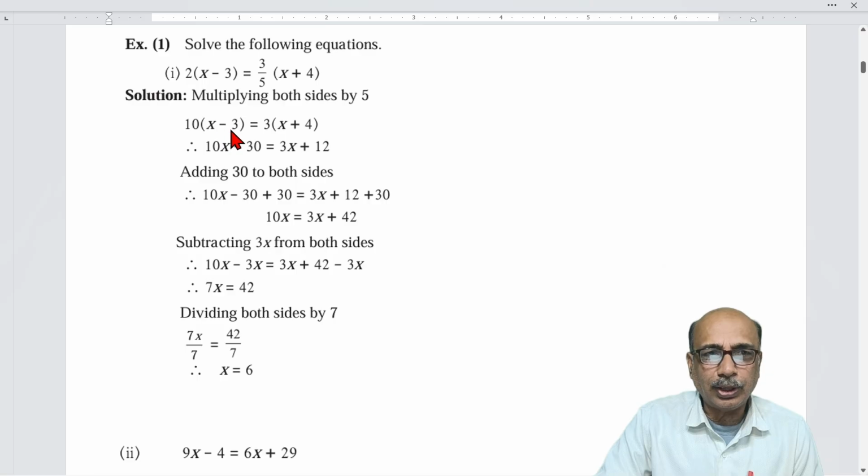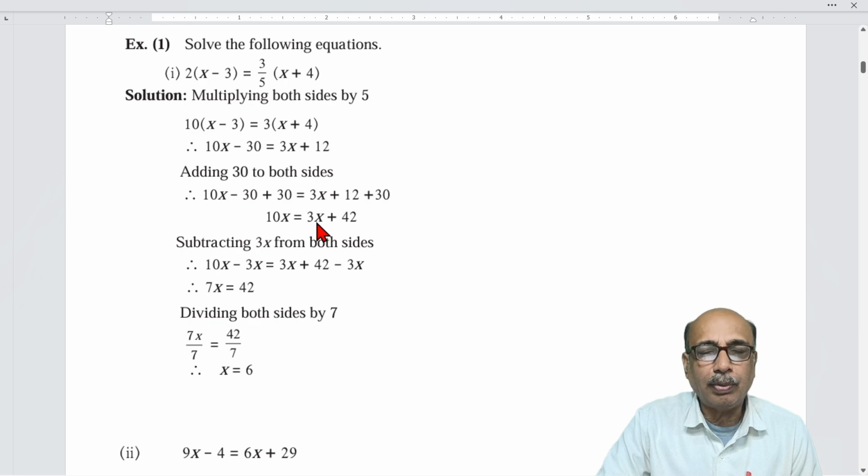Now this 10 is for this bracket and 3 is for this bracket. Simplify the brackets here. 10 into x, 10x, and 10 into minus 3 is minus 30, equals 3 into x, 3x, 3 into 4, 12. Again, here it is minus 30, so adding plus 30 to both the sides, we will get 10x minus 30 plus 30, this will get cancelled. What is left is 10x, 3x plus 12 plus 30. So 3x plus 42.